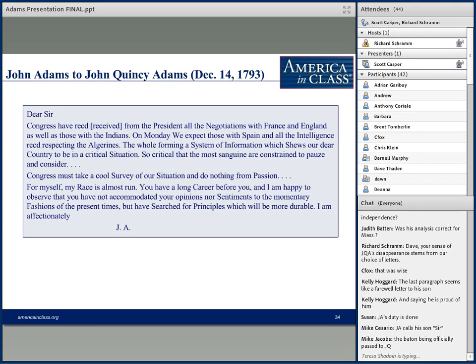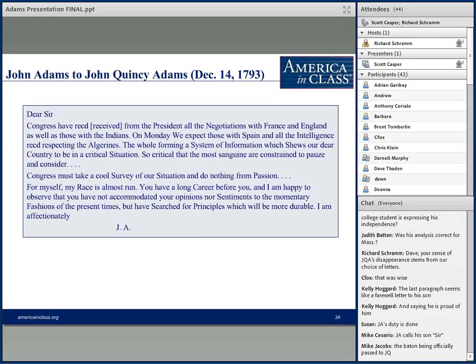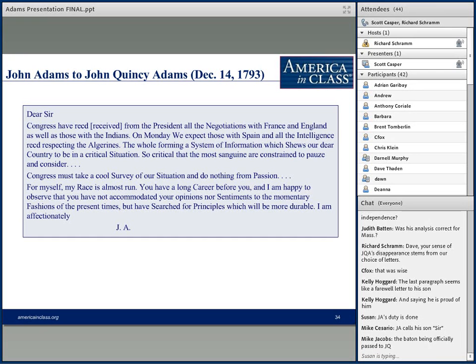I also love the fact that he signs his initials here instead of his full name. There's a kind of intimacy in that now they are on this kind of different basis. And I think that suggests the change that has occurred over time as John Quincy has grown into a respected and respectable man of his own.